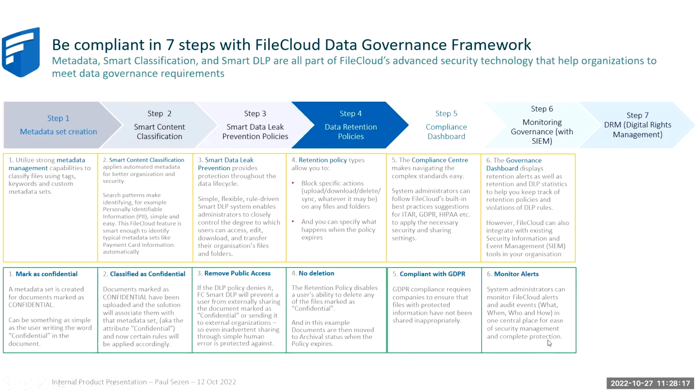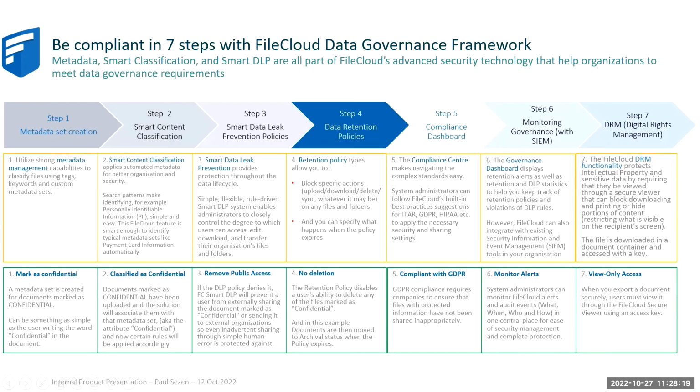protection. And then in step 7, we have digital rights management. So the FileCloud DRM functionality protects intellectual property and sensitive data by requiring that they be viewed through a secure viewer that can block downloading and printing or even hide portions of content. So that's actually restricting what is visible on the recipient screen. And the file is downloaded in a document container and accessed with a key. So as an end user, you would have view-only access when you export a document, and you must view it through the FileCloud secure viewer using that access key.